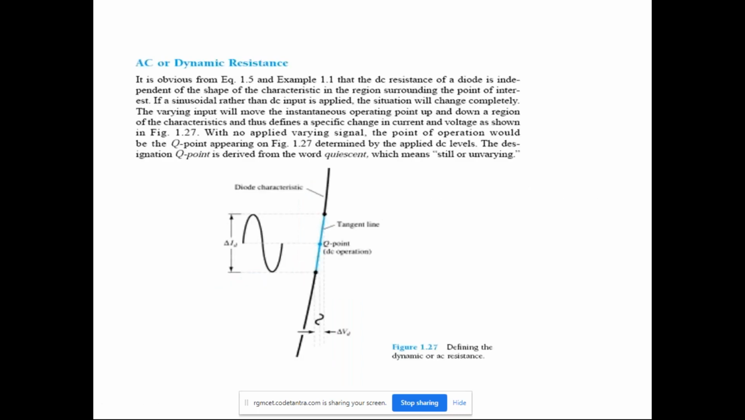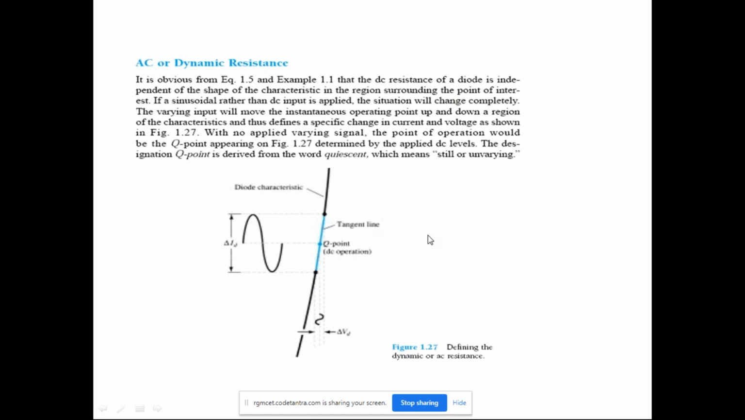Now come to another resistance. Another resistance is AC resistance, or dynamic resistance. What is meant by dynamic or AC resistance? Observe here. The DC resistance of a diode is independent of the shape of the characteristics in the region surrounding the point of interest, right?